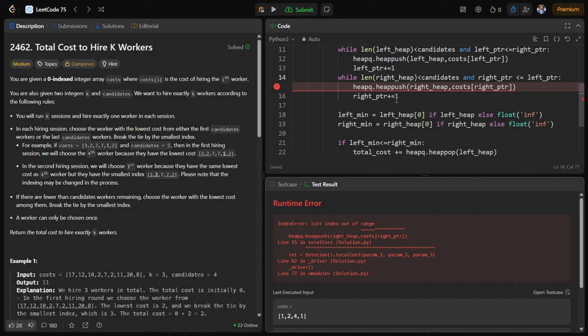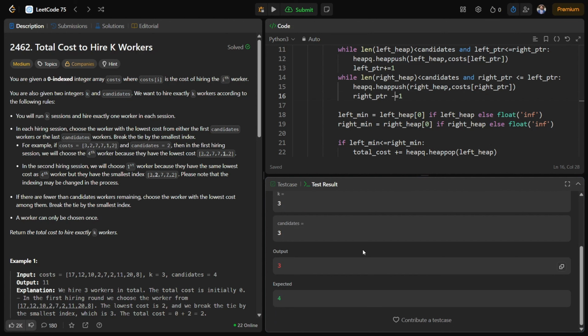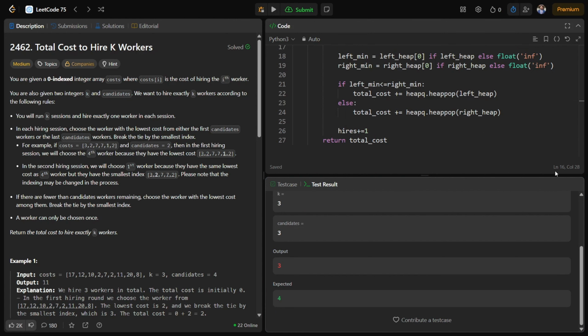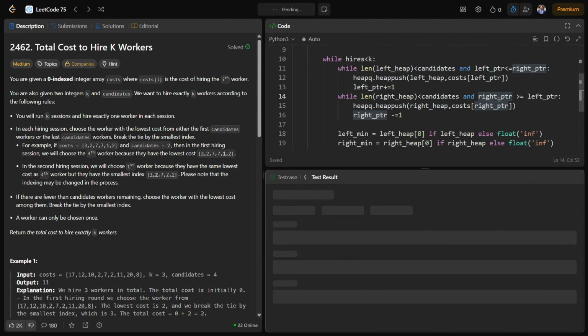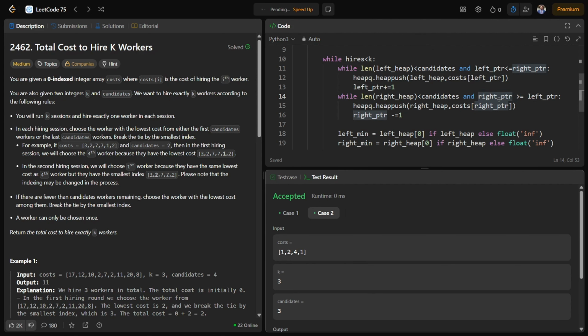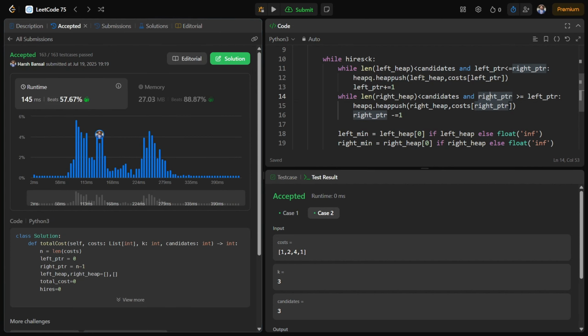Okay, so the mistake was basically here, that should not be +1, it should be -1. So we got wrong answer here. Let me check. So the mistake was basically in this particular case, I have written less than or equal to, but it should be greater than or equal to. So let's try submitting again. Let's finally submit for all test cases. So we have successfully submitted our solution.